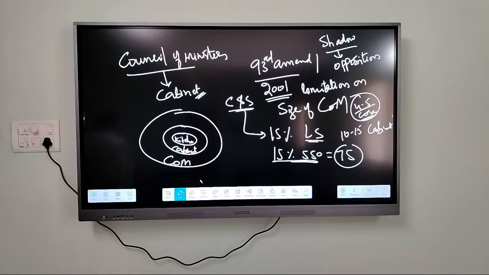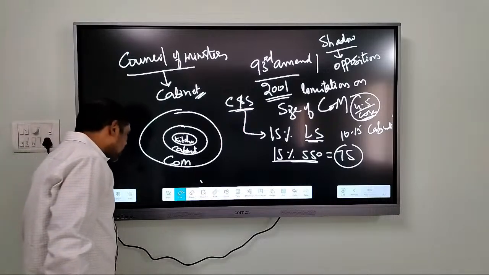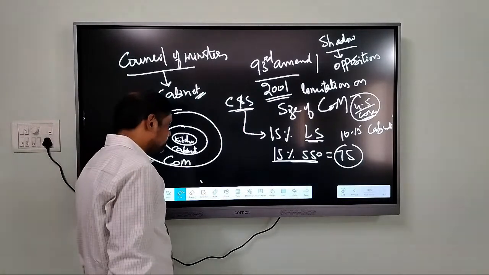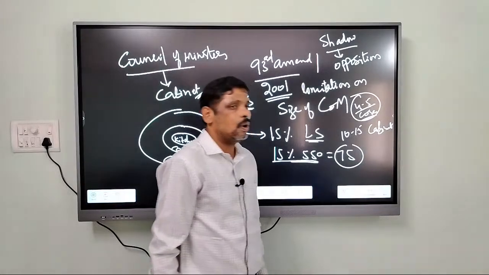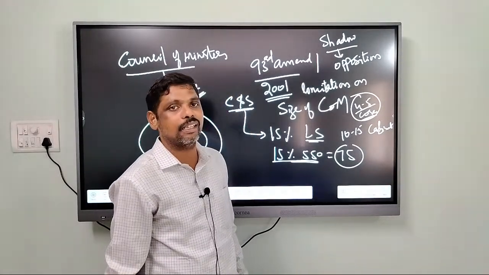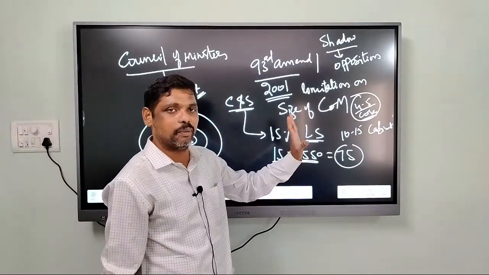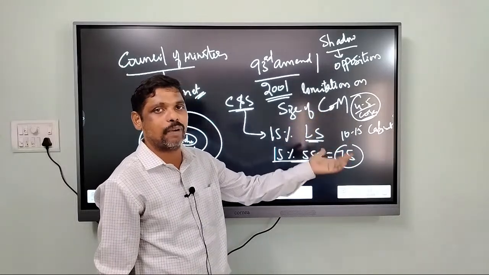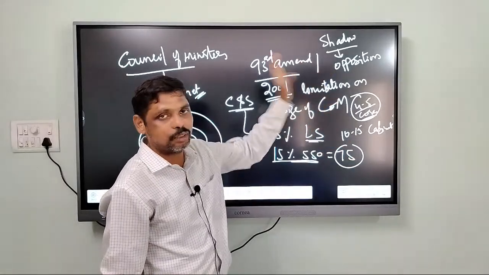Alright, so constitutionally speaking, we don't have any recognized opposition. There is no recognized opposition in India. So what is a recognized opposition party? I'll discuss this when I teach parliament.